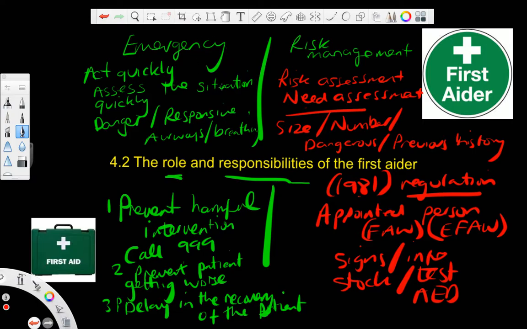So I think on that note, I will finish this, and that is first aid, looking at the roles and responsibilities of the first aider. Nice one.